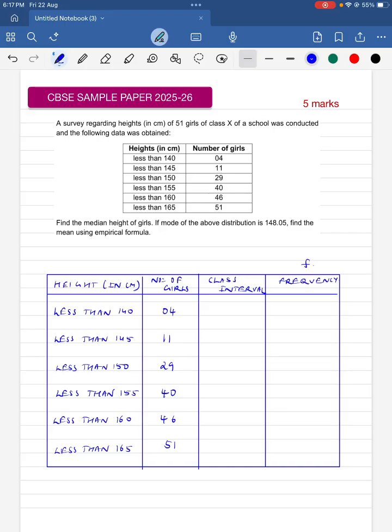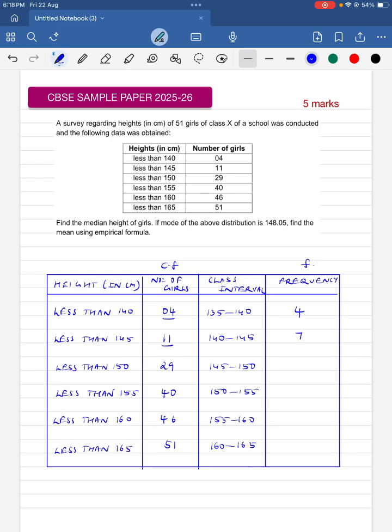So this is the column from which we would take the value of f, and this is the cumulative frequency column. And now because they've said less than 140, the first class would be 135 to 140. The next one would be 140 to 145, 145 to 150, 150 to 155, 155 to 160, and 160 to 165. Now, how do we find the frequencies? The first frequency that you will write here is the same as this frequency. And then we would find the next frequency by subtracting 11 minus 4. So that gives me 7.